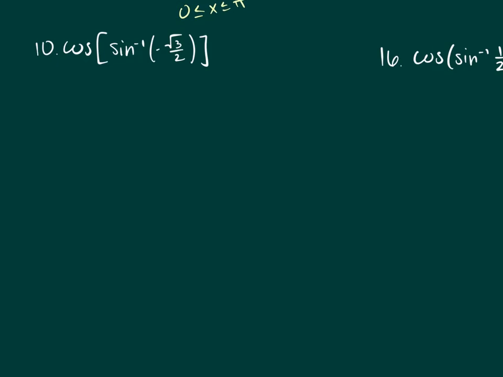For 10, we're looking for cosine of sine inverse of negative square root 3 over 2. Remember that sine inverse of a trig value will give us a theta. So really they want us to find some cosine of some theta without telling us what that theta is. But they actually did. They just didn't give it to us in degree terms. So what we're going to do first is find the theta value.